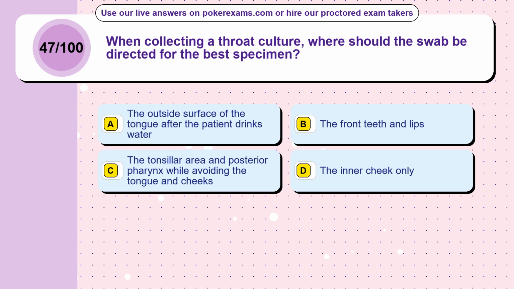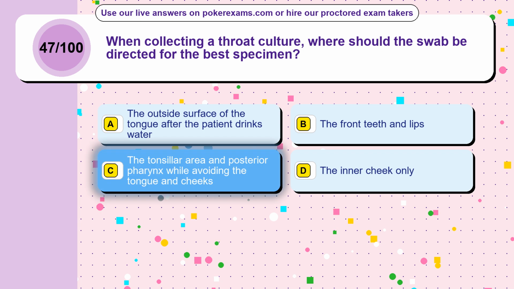Question 47. When collecting a throat culture, where should the swab be directed for the best specimen? Option A. The outside surface of the tongue after the patient drinks water. Option B. The front teeth and lips. Option C. The tonsillar area and posterior pharynx while avoiding the tongue and cheeks. Option D. The inner cheek only.